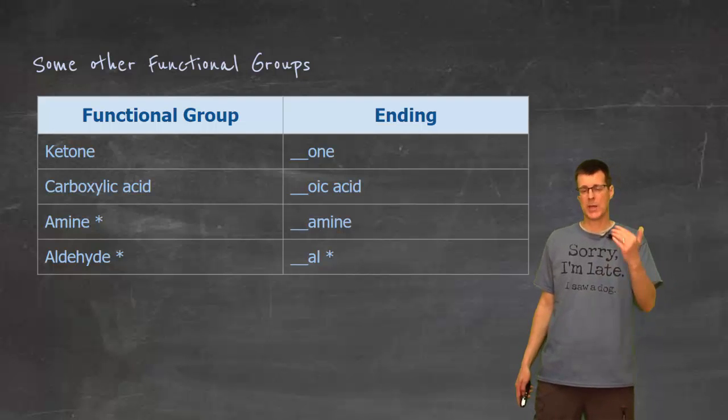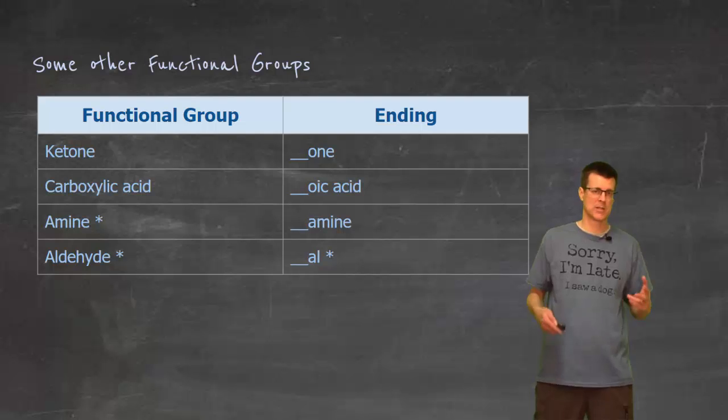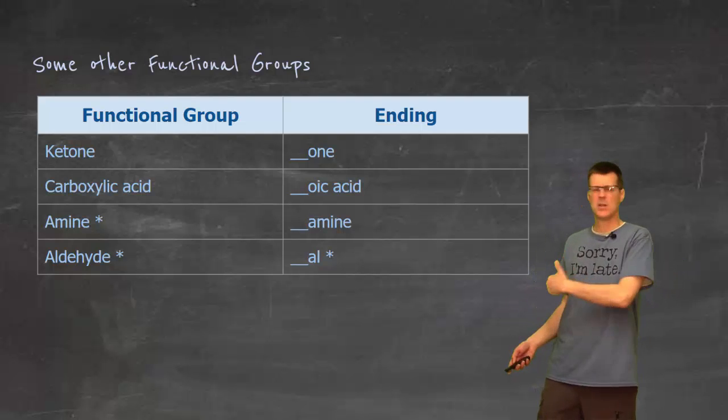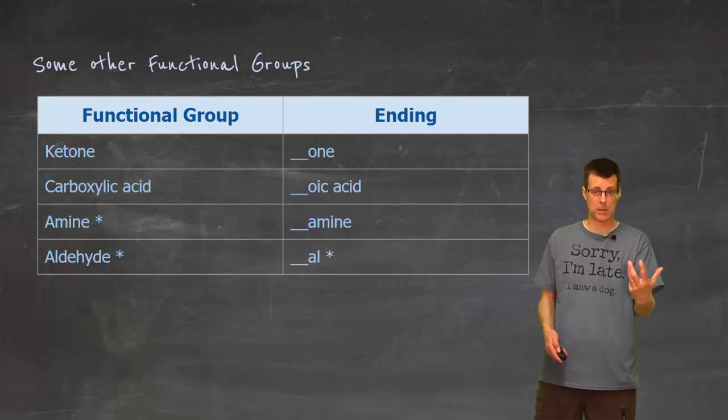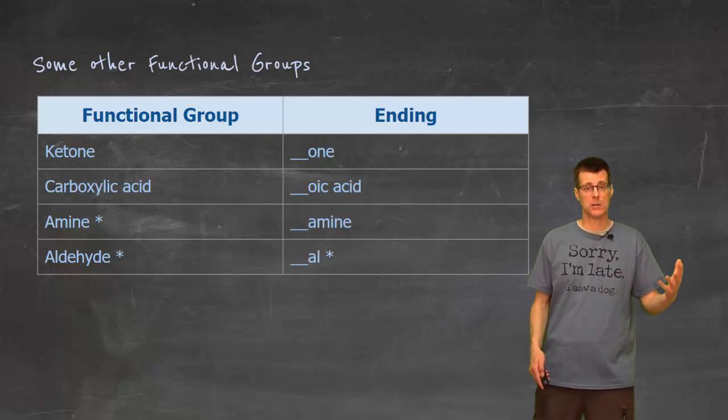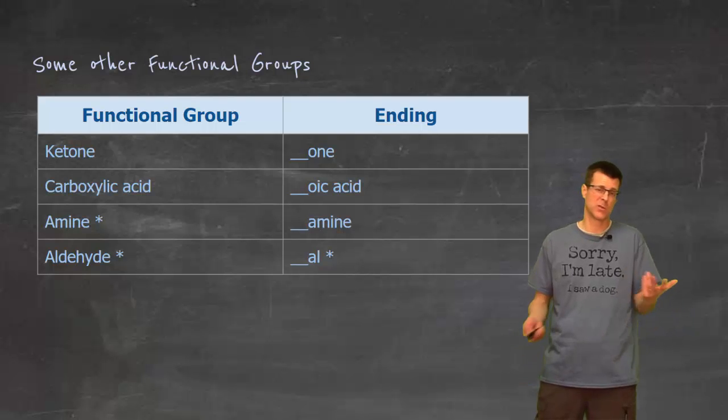Amines we're not going to do, and aldehydes, I've got a star on both sides because A, we're not going to do them, B, nobody actually uses this because ending a word with AL and ending a word with OL sound a lot alike, so it leads to confusion.